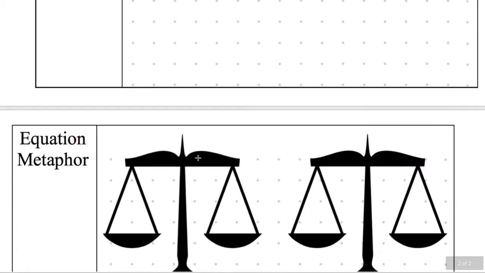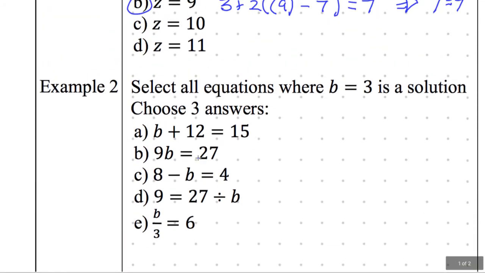And our second and final example before we move on to actually solving equations. Now we have to select all the equations. I'm going to underline all because there's going to be multiple answers. In fact, it tells us there's going to be 3 answers. All equations where b equals 3 is a solution. This means we're going to substitute 3 in for b and see if it's true.